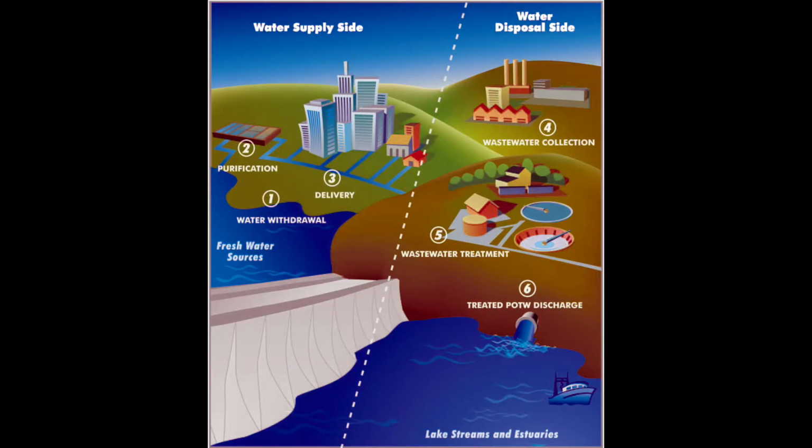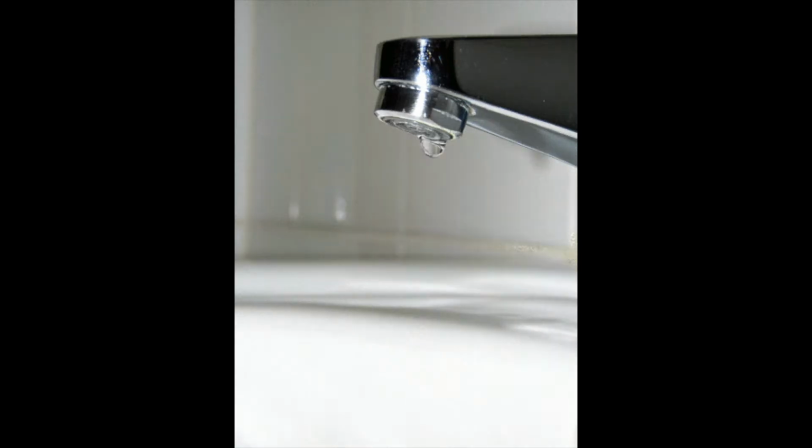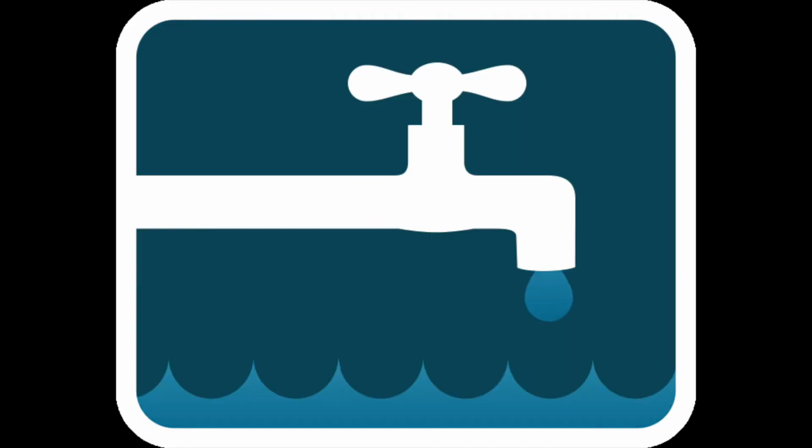There are a few basic steps of water treatment. Basically, the water is treated with chemicals and runs through filters before it reaches your faucet. During the process, pathogens are killed, sediments are filtered out, and chemical pollutants are removed.